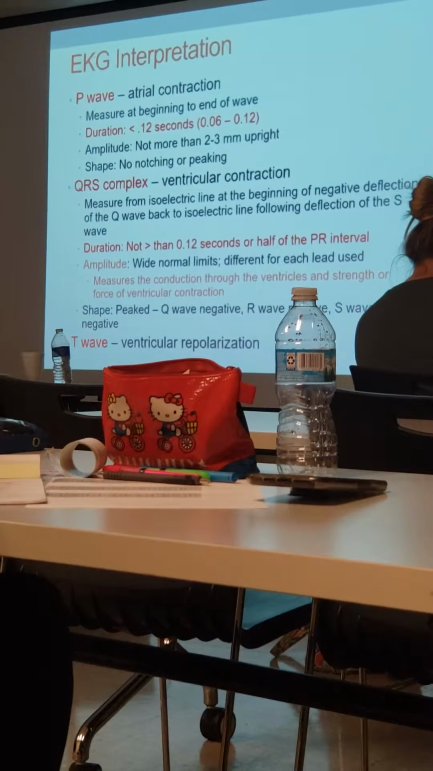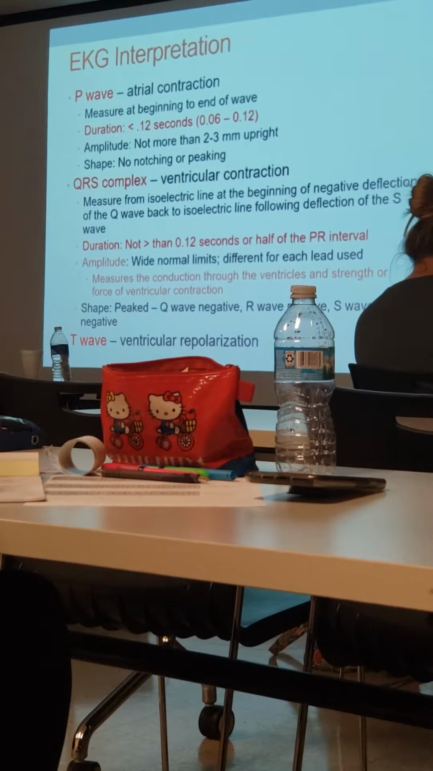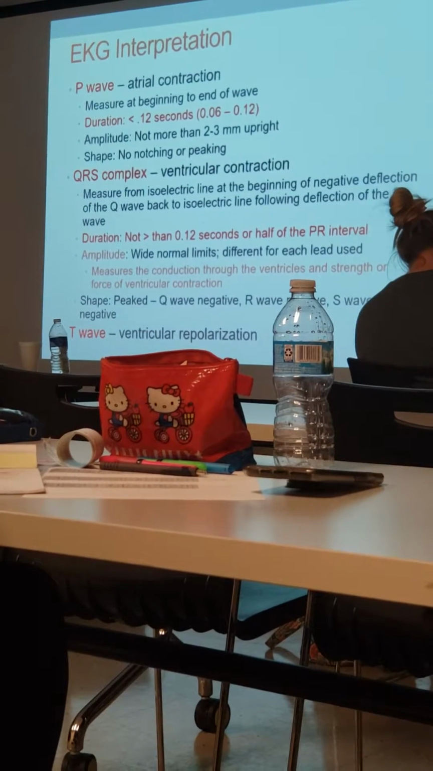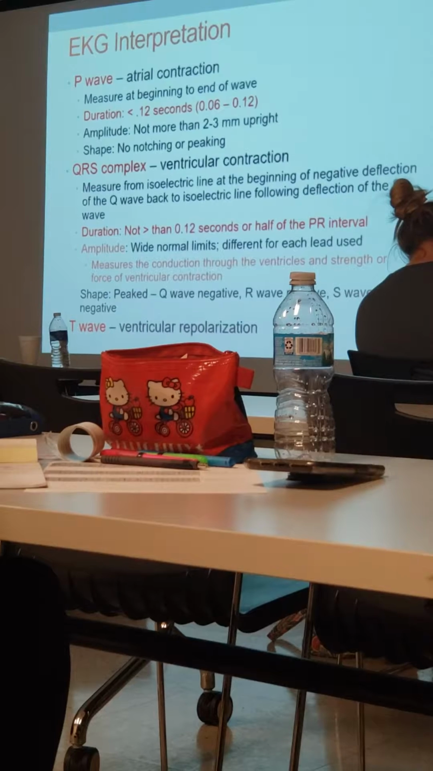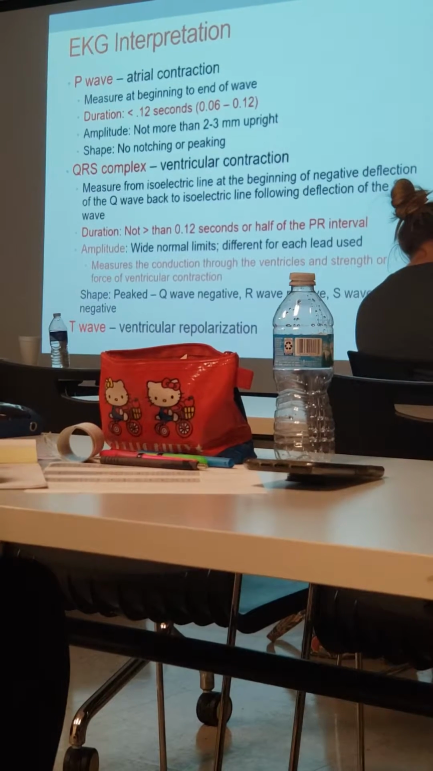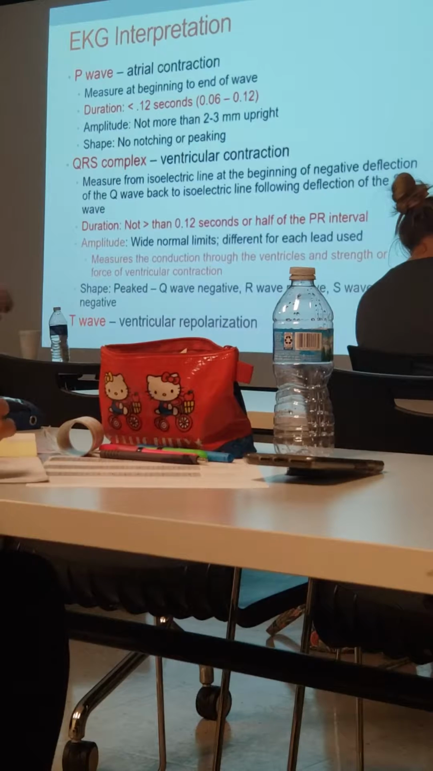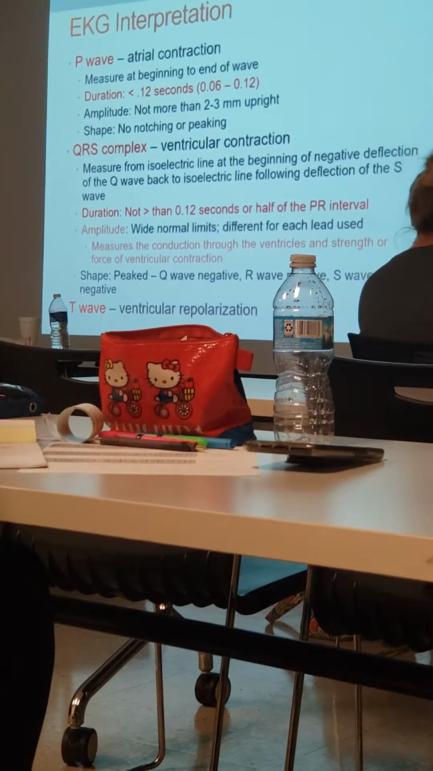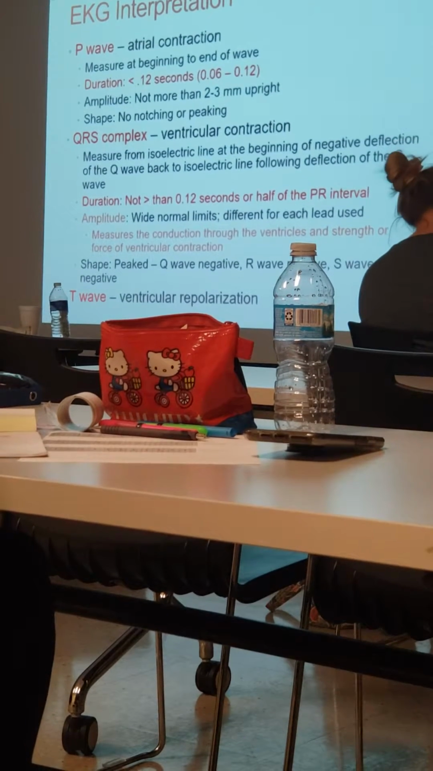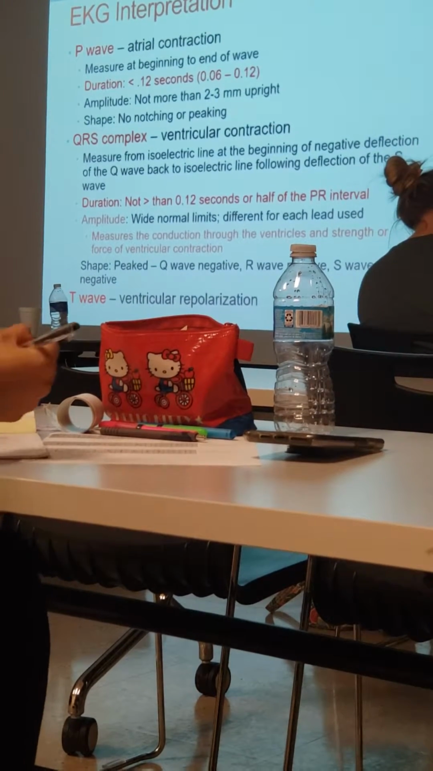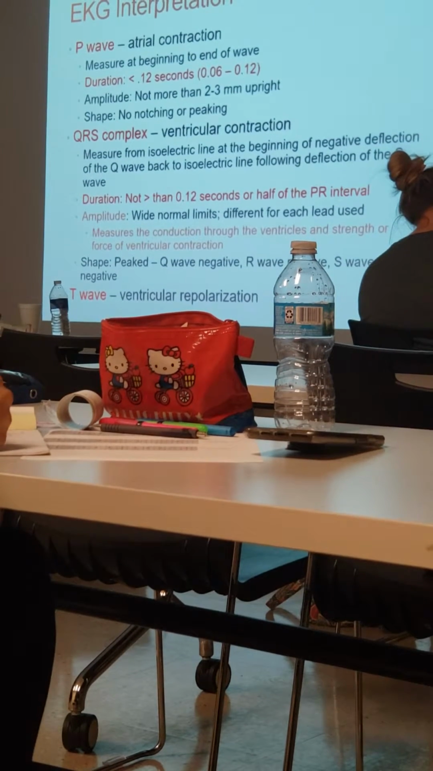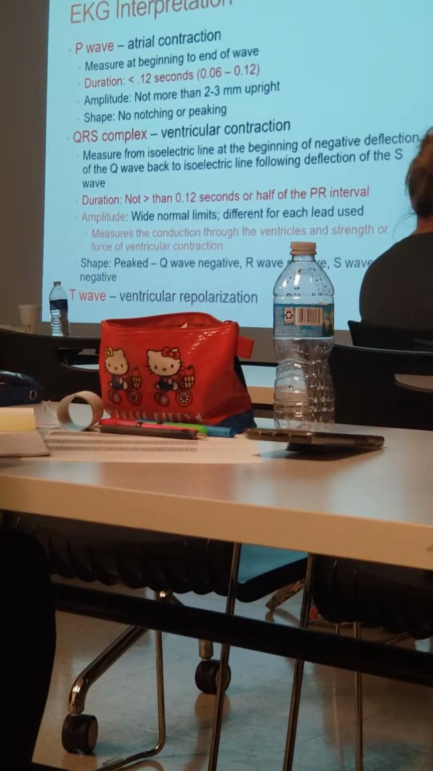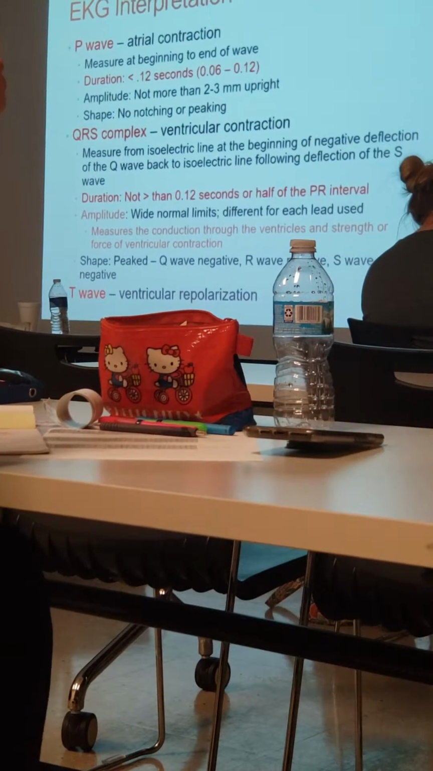The next thing we're going to look at is that after every P wave, there should be a QRS, because that's going to be the ventricular contraction. So I'm going to measure the QRS. The QRS should also not measure any bigger than 0.12, or half of the PR interval. Now, the amplitude of the QRS complex really doesn't matter, because what makes the difference is the lead that you're using. So it can be right side up, it can be upside down, it can be really big, it can be really tiny. That doesn't matter as much as how wide it is.